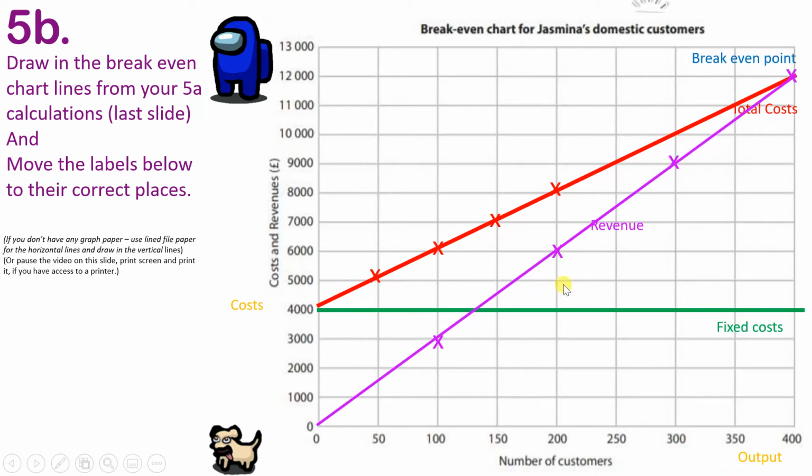So let's put in the purple line. Here it goes. You will notice that the point at which it comes anywhere near the total cost line is actually at the end of the chart. That's fine as long as it is actually going to cross it. That is your break-even point.